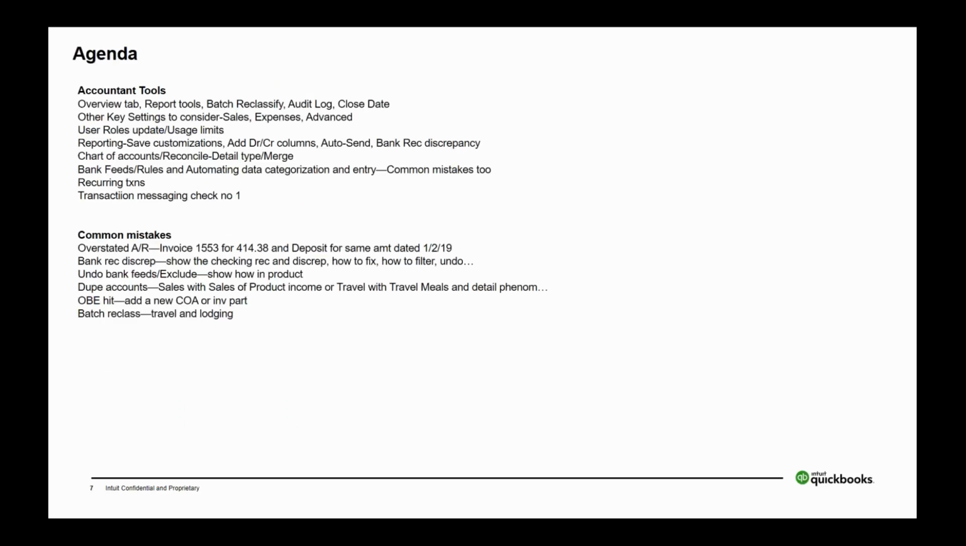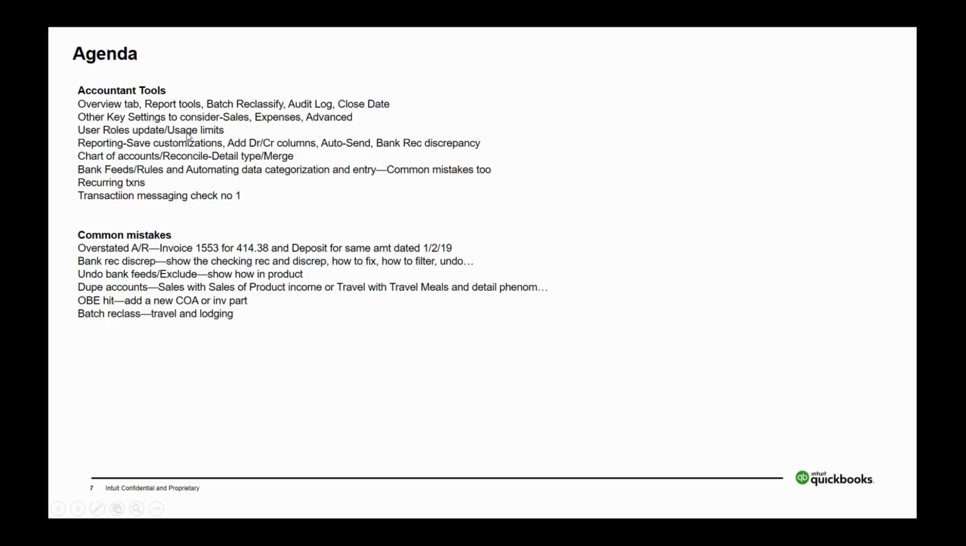But the reason why I'm telling you about this is because we're probably going to start with users and usage limits in the client file, just so we know what that is, and then we'll go through cleanup and stuff. So here's what we're going to go through. Accountant tools, overview tab, report tools, batch reclassify, audit log, close date. Some of these common mistakes down below in the agenda, I'm going to use up top as we're going through. I want to go through all the key settings that are in Plus and Advanced, just so you know. Like you might think, oh wow, well I can use QBO Plus for a service-based business? Great, I have a client in mind that wants to be more mobile. So you'll just know where to go turn some of these things on for profitability by or two-sided items.